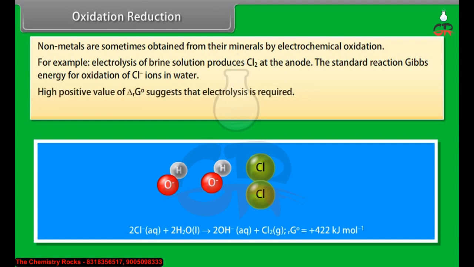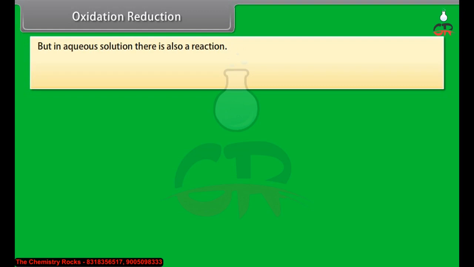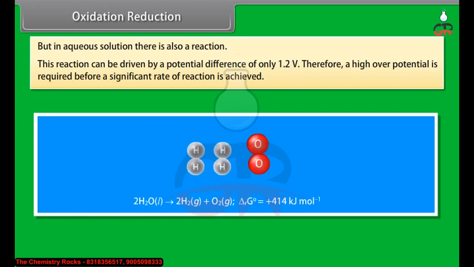The minimum potential difference that can achieve oxidation of Cl- ions is about 2.2 volt and n is equal to 2. But in aqueous solution there is also another reaction. This reaction can be driven by a potential difference of only 1.2 volt. Therefore, a high overpotential is required before a significant rate of reaction is achieved.